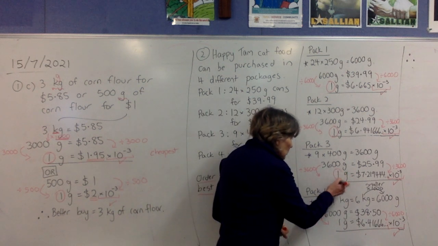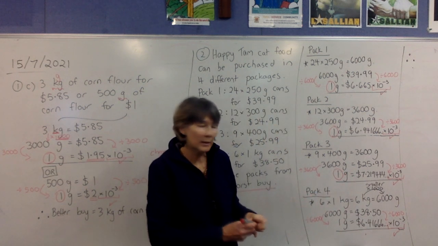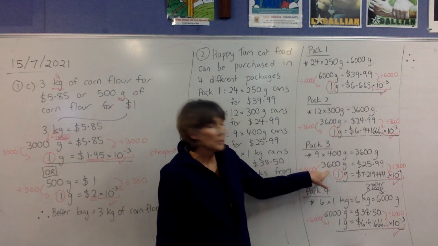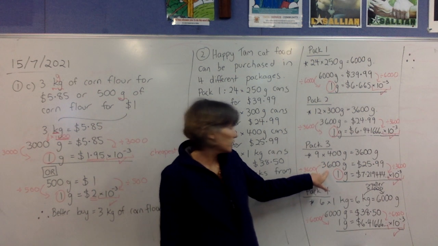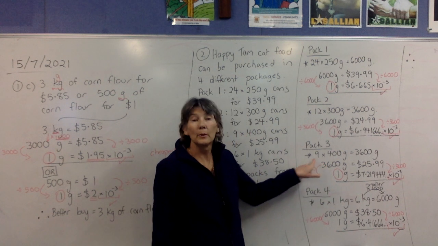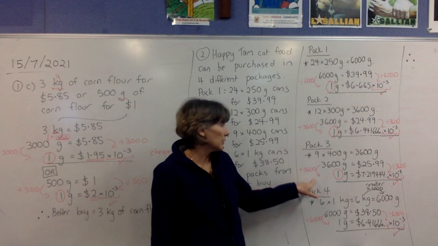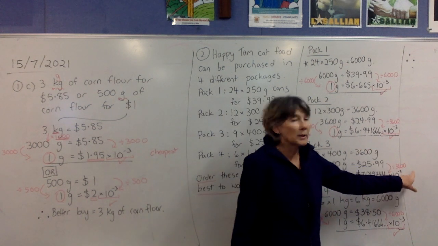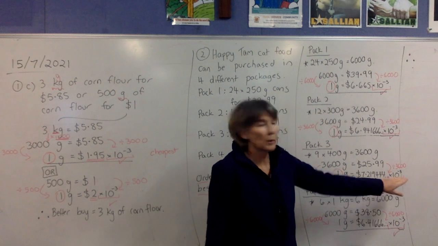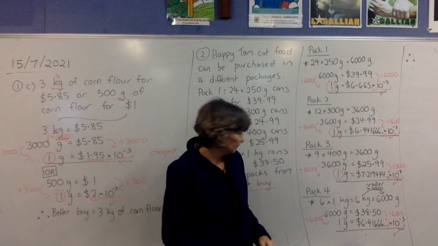Again, we're going down to 1 gram to find out what that costs. So to go from 3,600 down to an answer of 1, we divide by 3,600, do the same to the other side, and write down whatever strange answer you're getting.